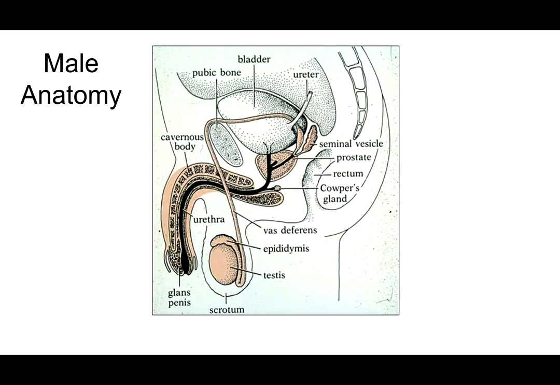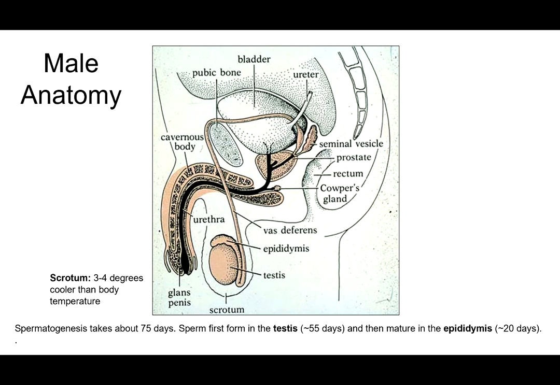The sperm develop in the scrotum. You can see the scrotum at the bottom of your screen. The interesting thing about the scrotum is that it is outside of the body cavity. And because it is outside the body cavity, it is 3 to 4 degrees cooler than body temperature. This is important because of what happens inside the scrotum. Inside the scrotum, you have the testes and the epididymis, and these are the two structures that are essential to creating sperm, to making and developing sperm.